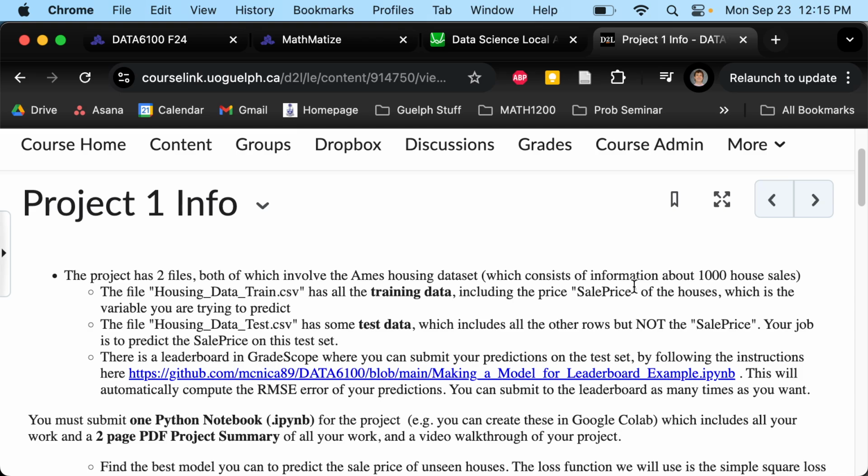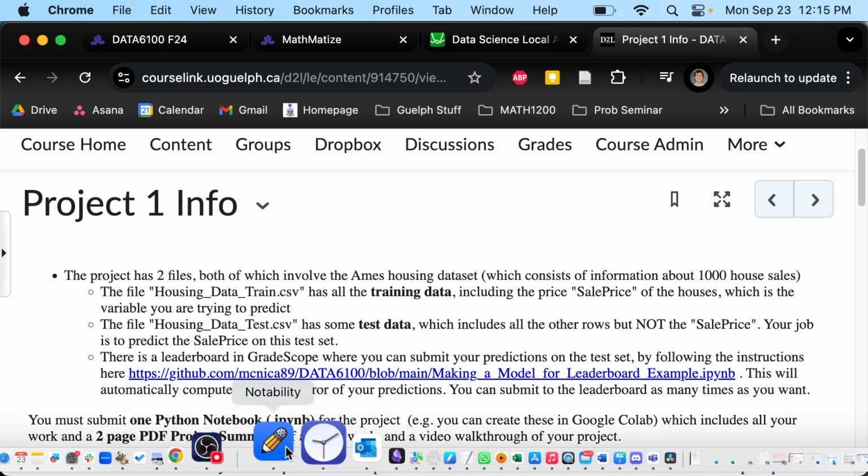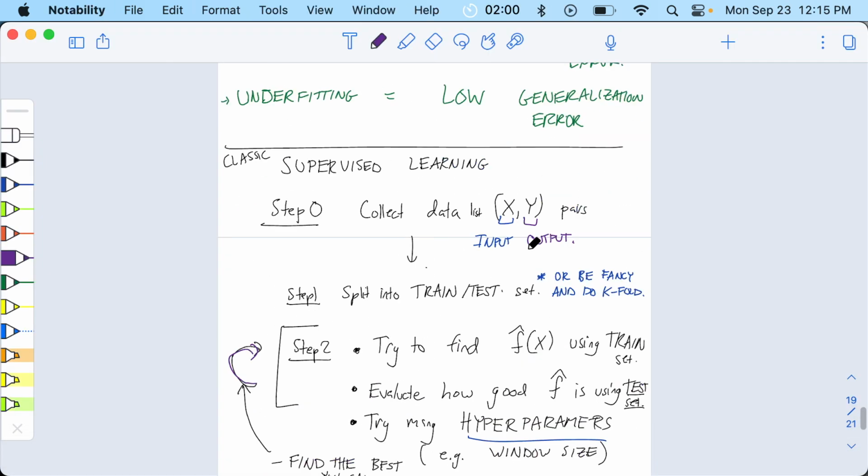I did step 0 for you. You're going to have 2 files, housing data train and housing data test. Okay, so if we go here, I did step 0 for you. I collected a bunch of XY pairs. The Y is how much the house sold for. What was the price of the house when it sold?